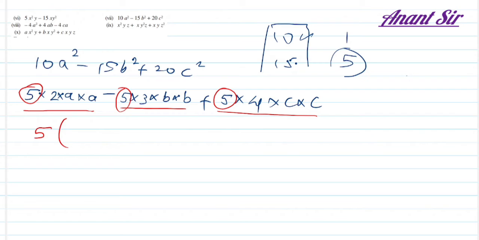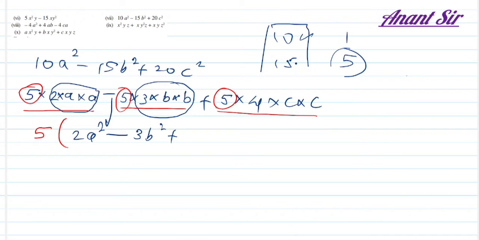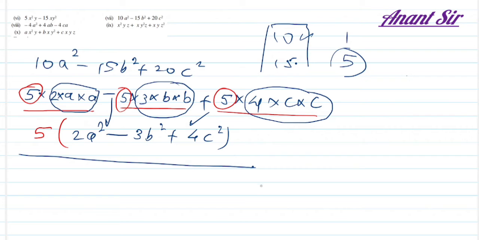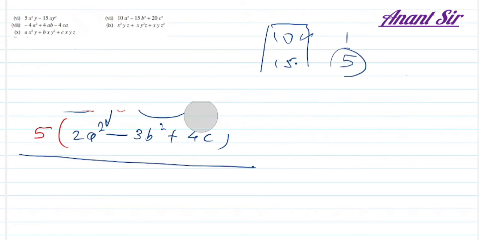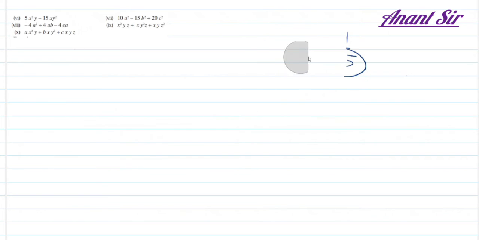So what remains now inside the bracket is 2a square in the first term, then there is a negative sign, then there is 3 into b, that is 3b square in the second term, then there is a positive sign, and 4 into c, that is 4c square in the third term. So this is our final answer, friends. So friends, let's move on to solve the next question. We have only 3 questions left now, friends.